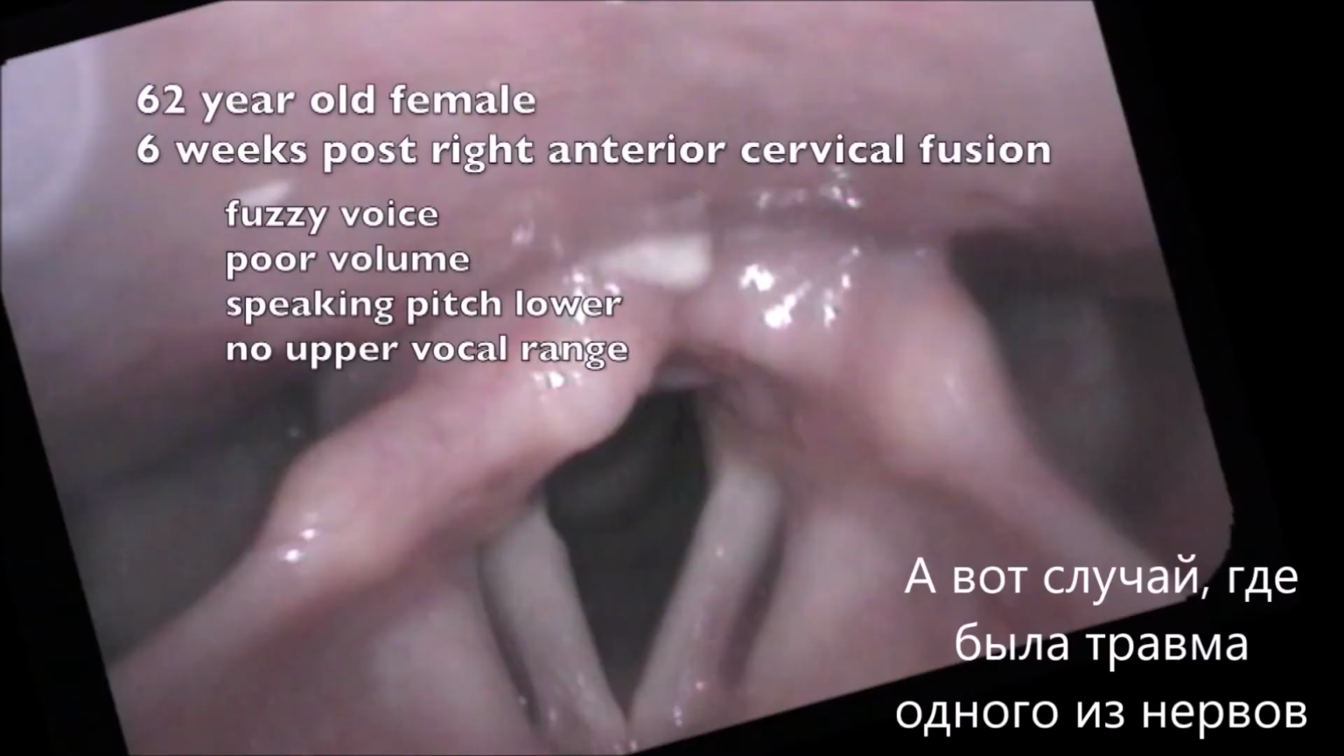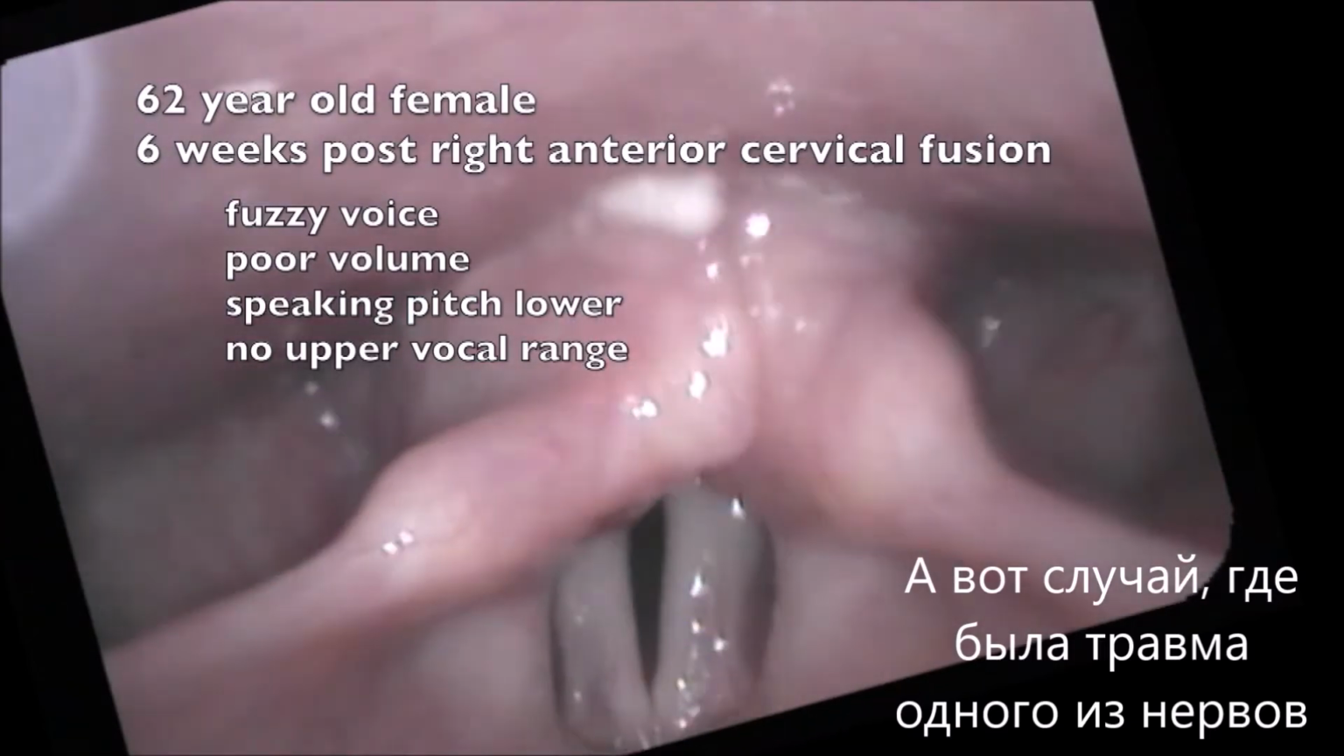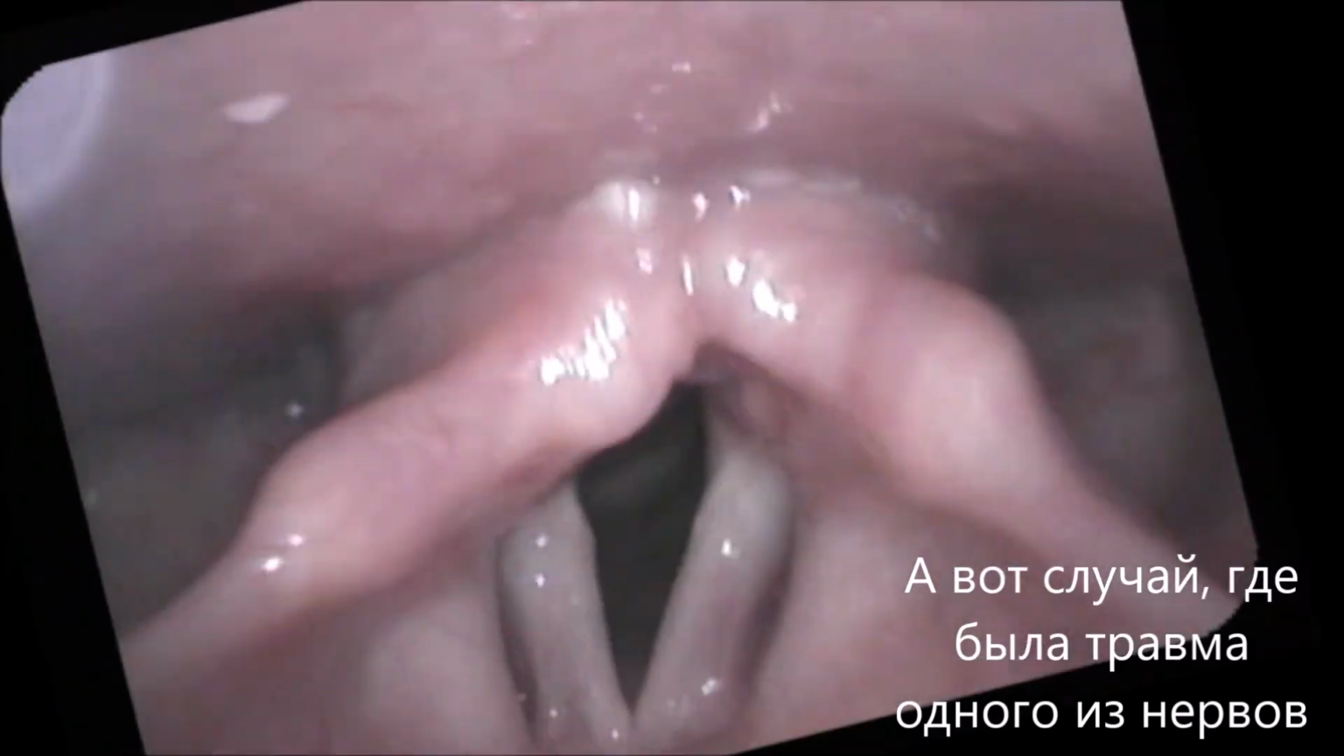Here's a case where there's been an injury to one of the nerves, and afterwards she can only partially lengthen her vocal cords.